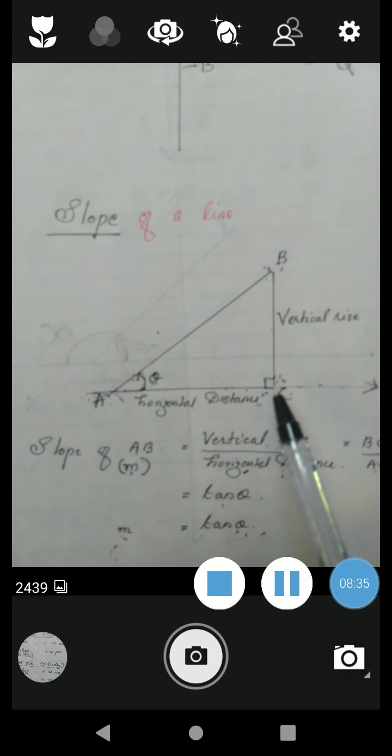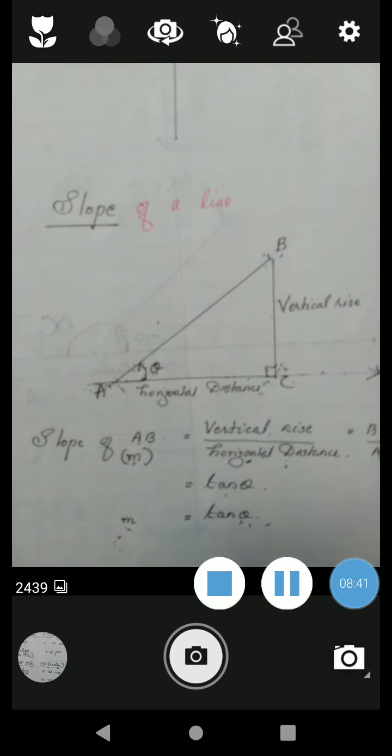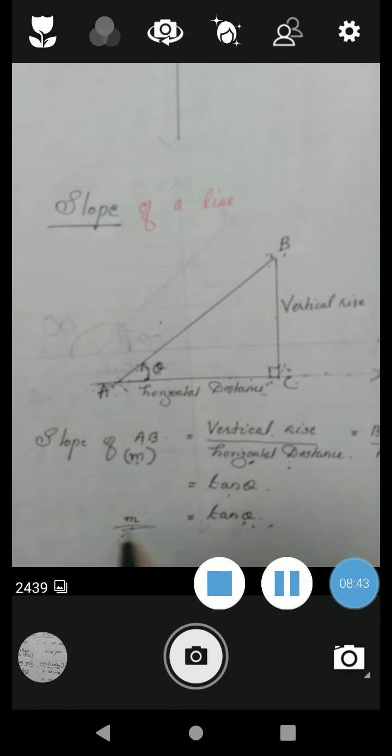What is BC by AC? That is tan theta, right? Therefore, slope of a line can be expressed by the letter M, which is tan theta. Slope of a line is tan theta.